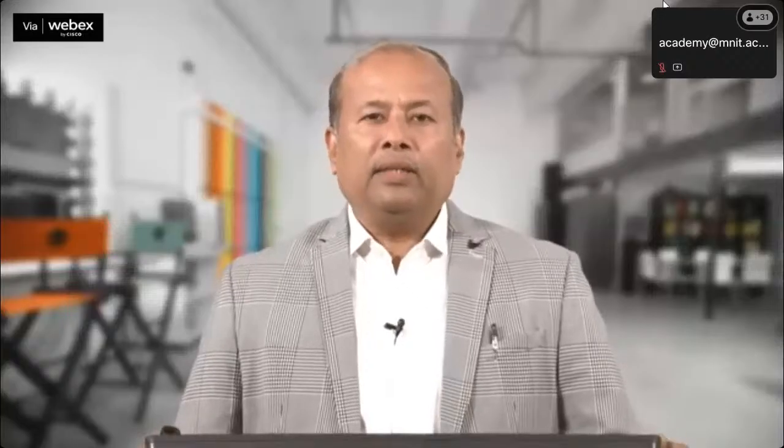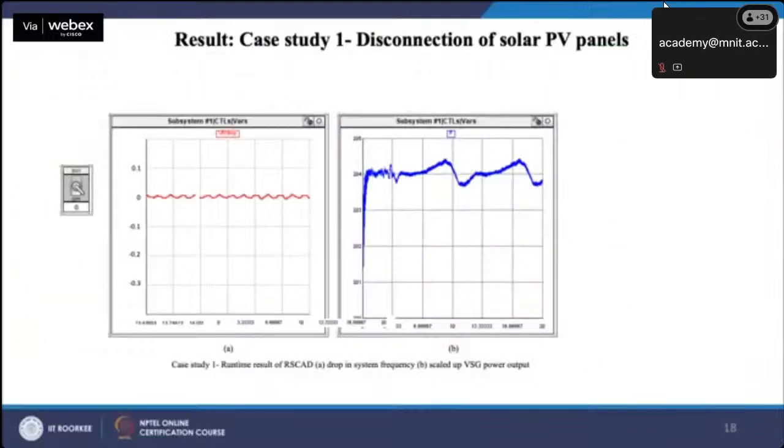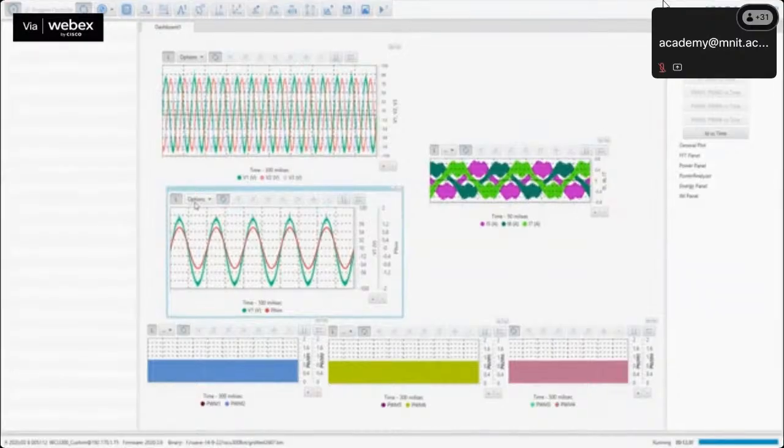To validate ancillary support by the VSG, 2 contingency scenarios are simulated, out of which the first corresponds to disconnection of solar PV panel N1B of the IIT Roorkee distribution system. Here the breaker is utilized to connect and disconnect the solar PV panels. First, it can be observed that the system is under stable state as the drop in frequency is 0. Also it can be observed from the controlling desk that the VSG is supplying power.